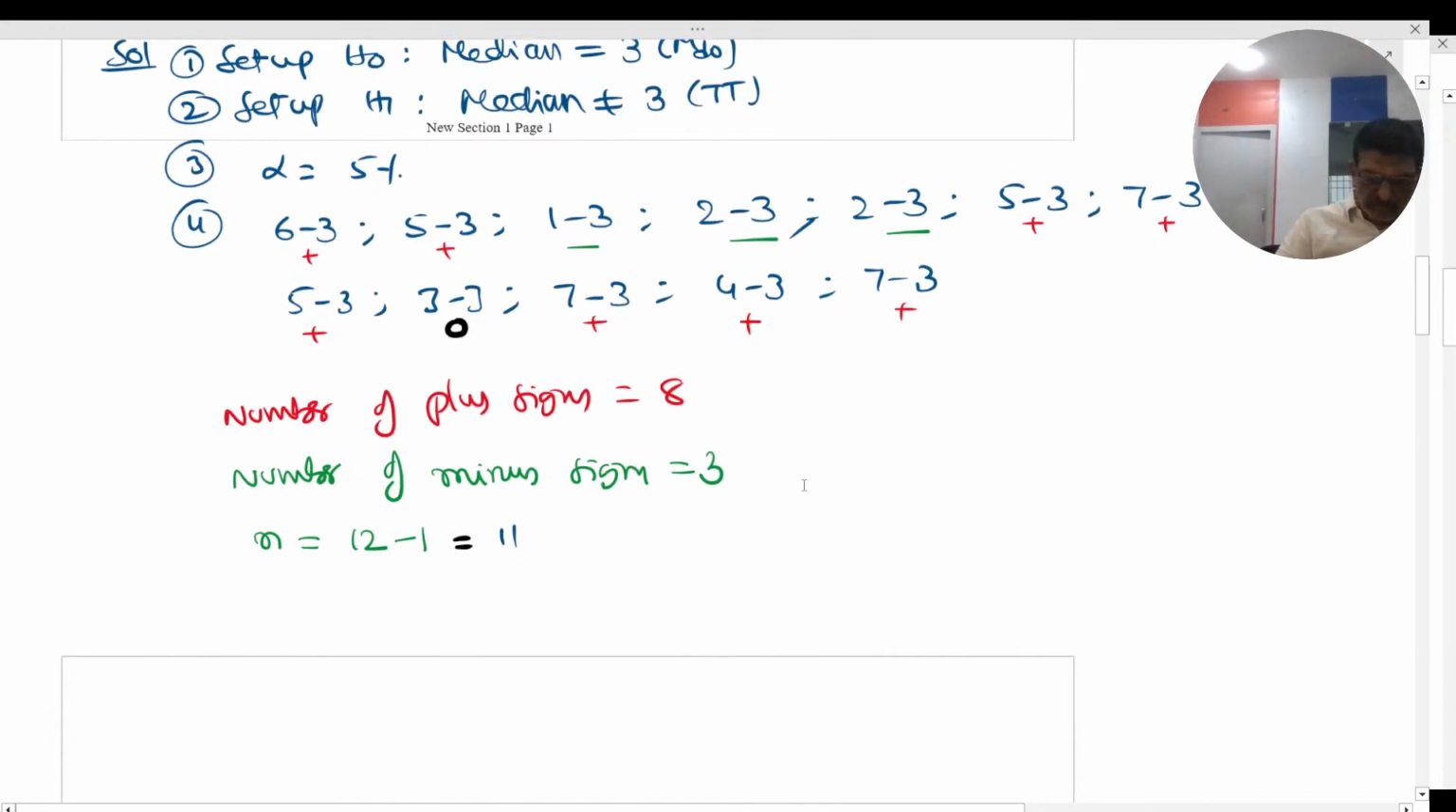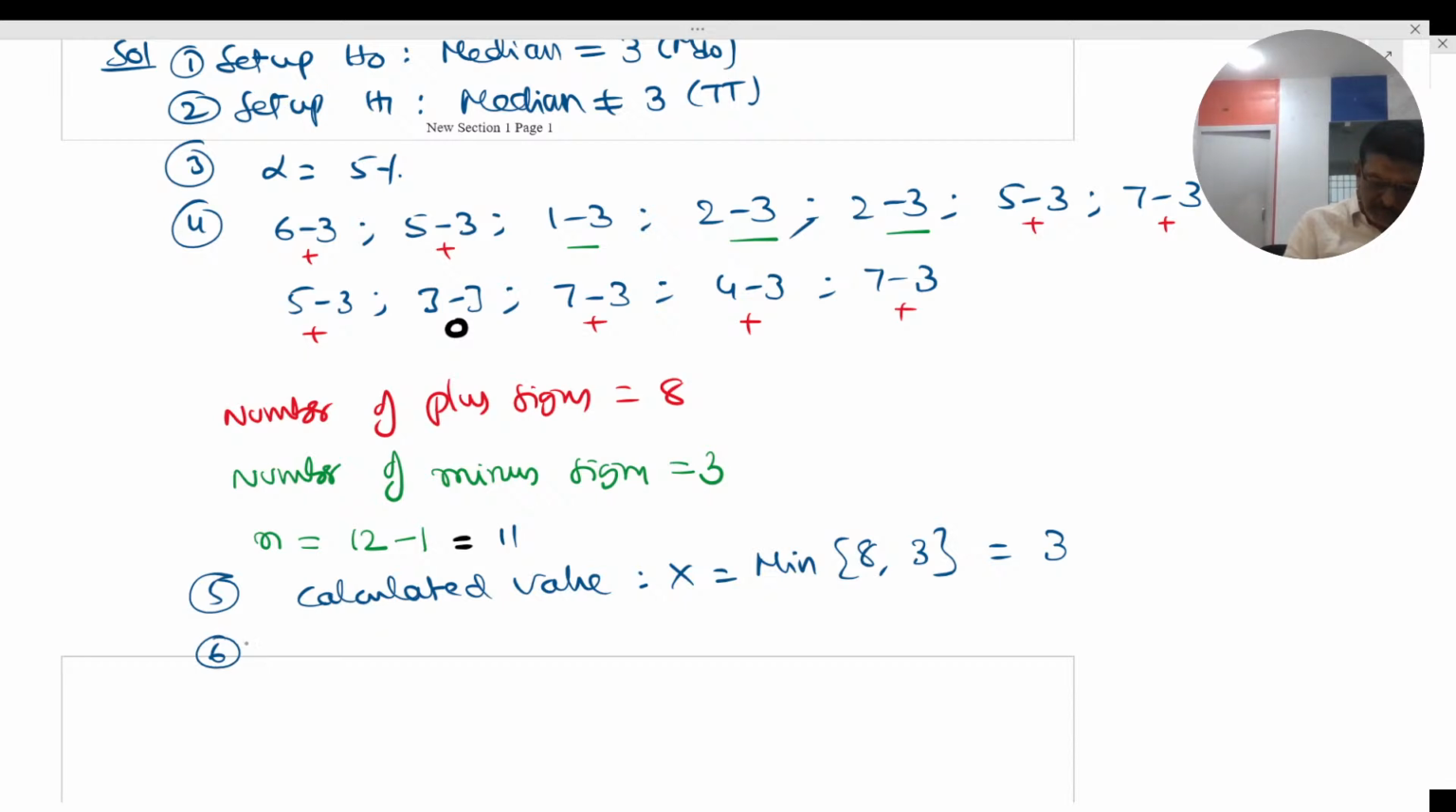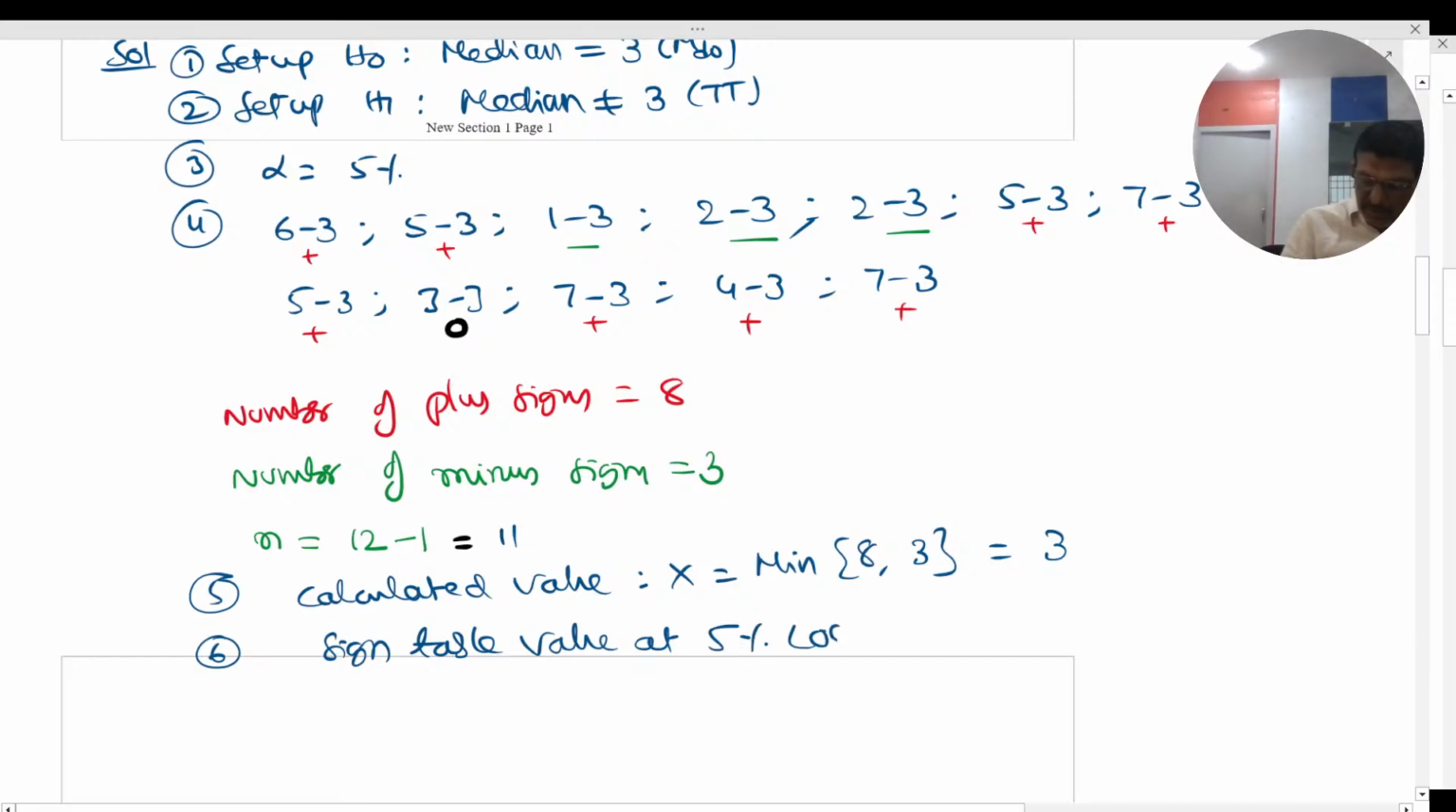Now the calculated value x is equal to the minimum of plus signs and minus signs, that is 3. Sign table value, based on the specified tables, at the 5% LOS, n is equal to 11.